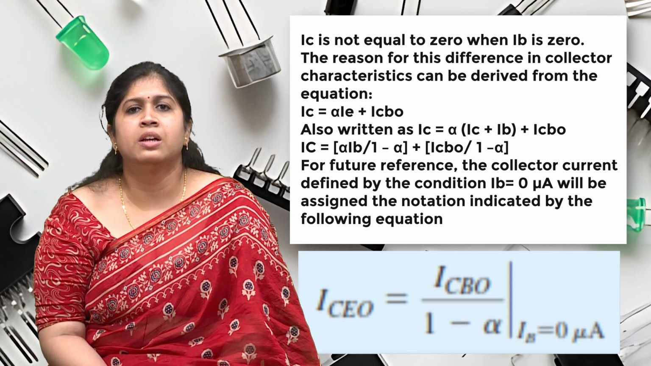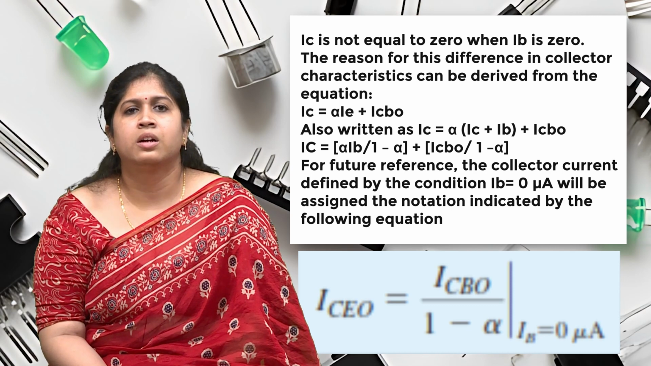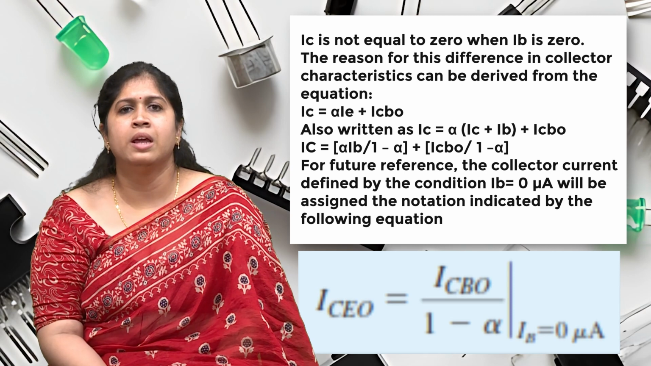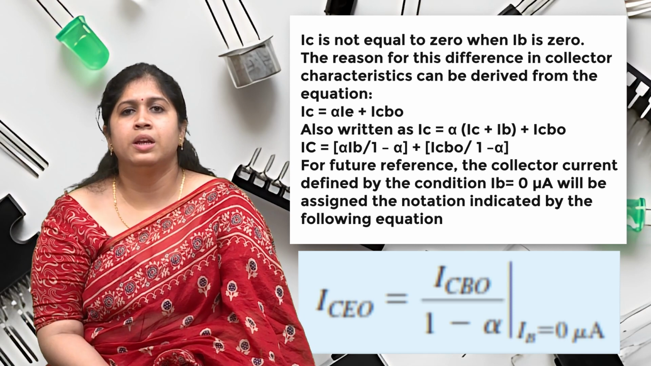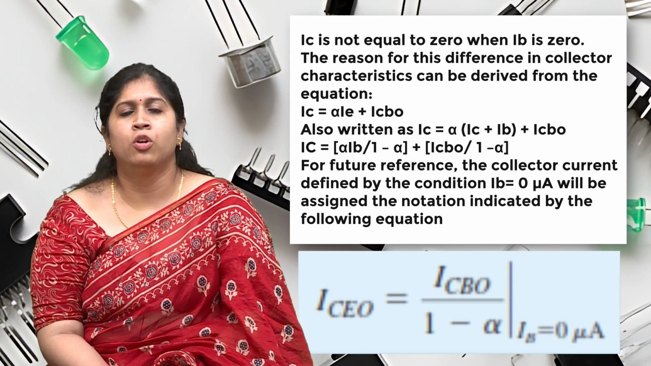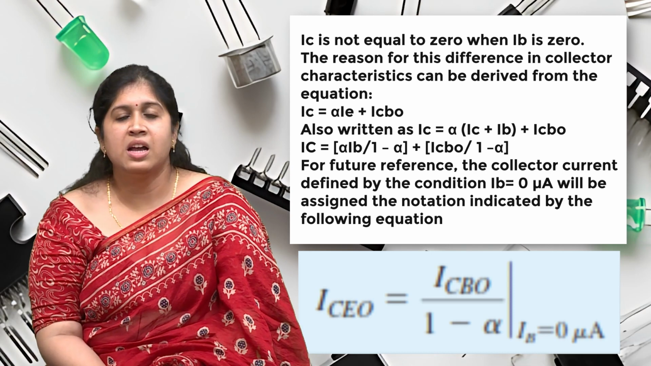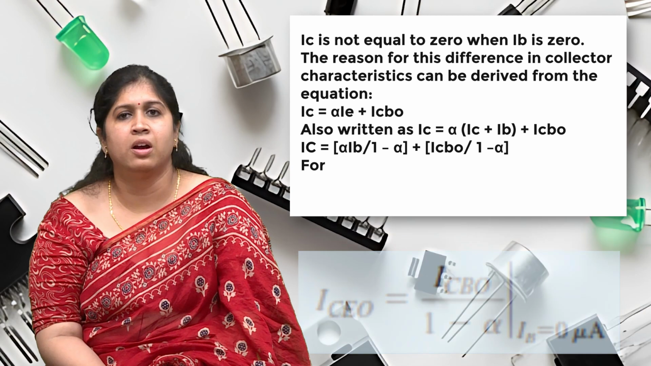For reference, the collector current defined by the condition IB equal to 0 µA will be assigned the notation indicated by the following equation. The equation is given there: ICEO equals ICBO upon 1 minus alpha.